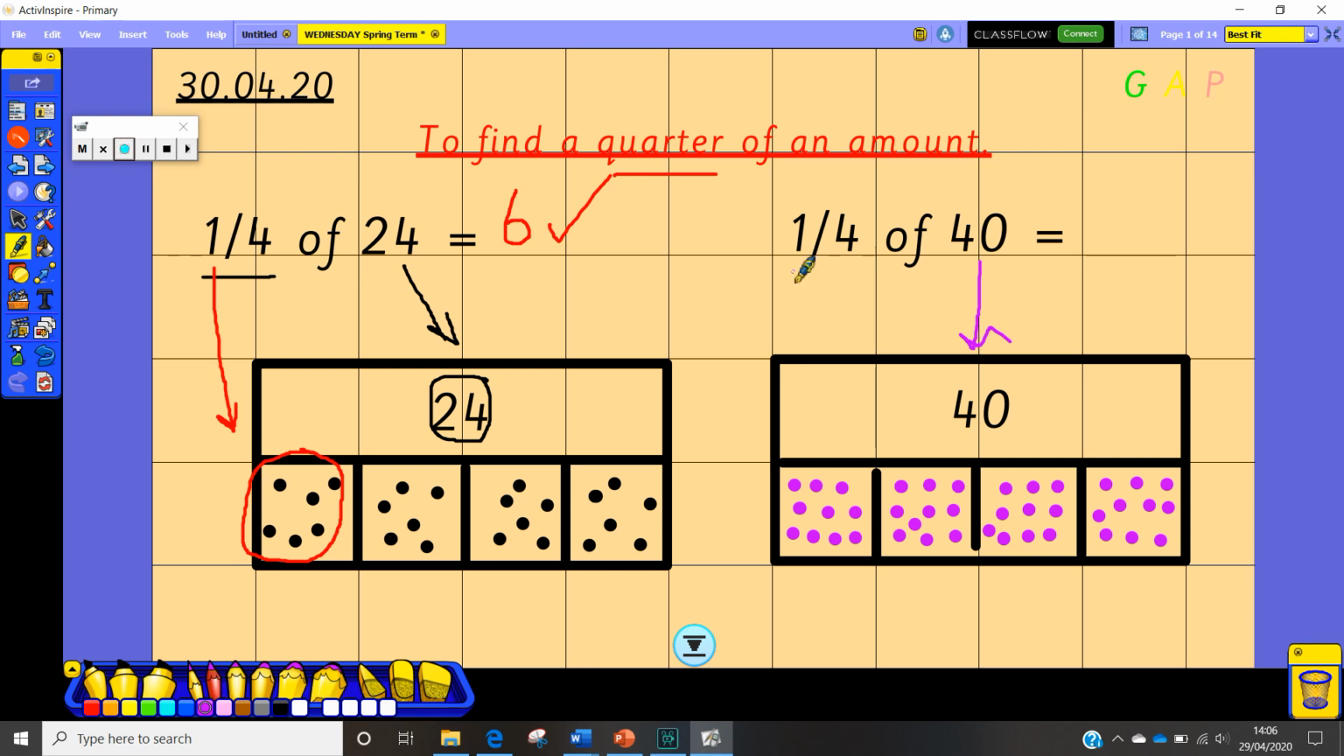Okay, so it's asking for 1/4 of 40. So I'm going to circle my 1/4 of 40, which is here. Again, as I mentioned the other day, it doesn't matter if you circle the first box or the last box, they should all be equal. So how many have we got in here? 1, 2, 3, 4, 5, 6, 7, 8, 9 and 10. So my answer to that question is 10.